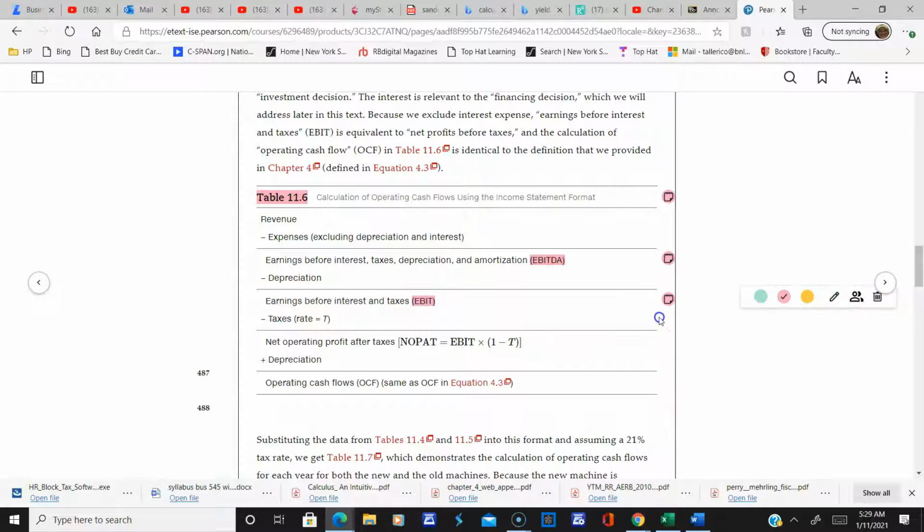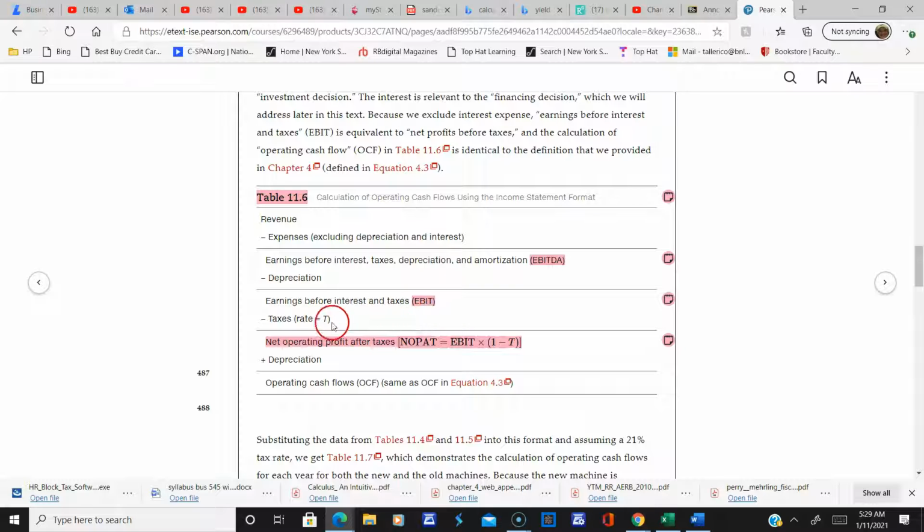Highlight that. Now you subtract off your taxes, so now you get rid of the T. And all you're left with now is the net operating profit after taxes, otherwise known as NOPAT. Okay? So now you're left with this. And they show you how they got that. It's EBIT times 1 minus the tax rate. So that's what you just did right here.